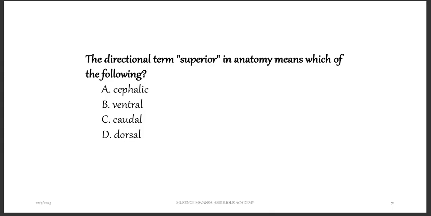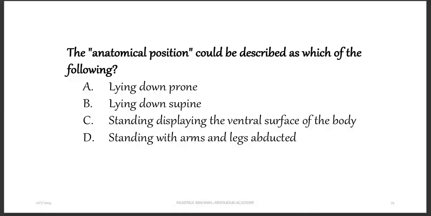Okay. Remember, ventral means in front, so it cannot be superior. Caudal means towards the tail, so it cannot be superior. It actually means inferior. Dorsal means at the back, so cephalic means superior. Cephalic means towards the head. Okay, towards the head.